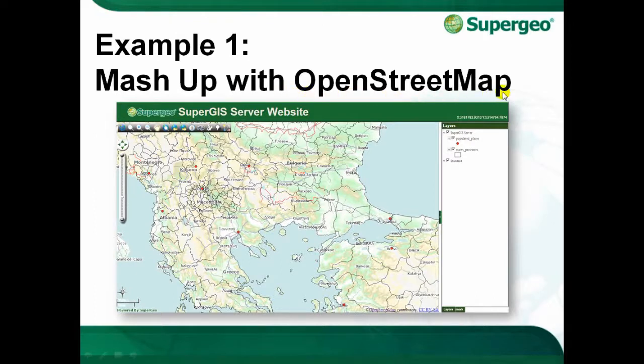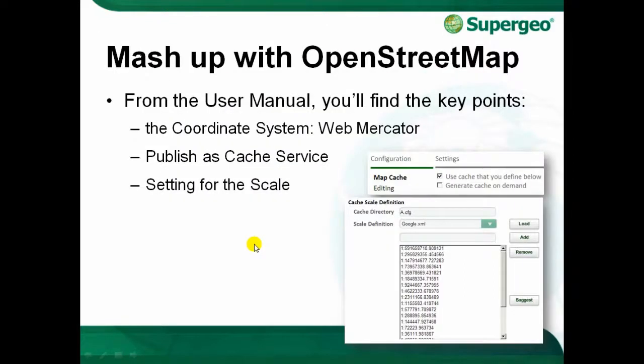So I can match up with this OpenStreetMap to enrich my website to make it more beautiful. So we can follow the steps below to finish this task. So this is how to match up with OpenStreetMap. We have a detailed step in our user manual, but here I will provide you the key points.